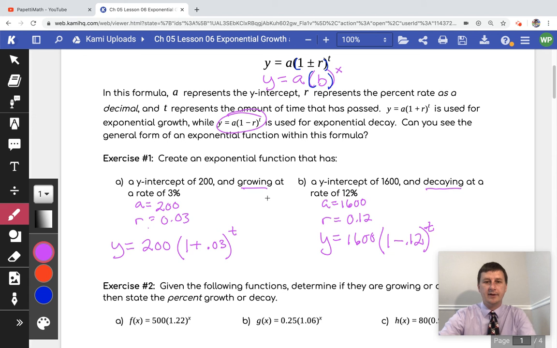And there we have our exponential growth and decay formulas given a little bit of information. I hope this video was helpful as an introduction to the exponential growth and decay formula.